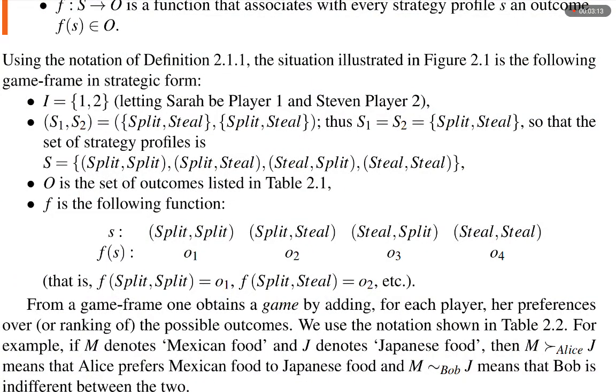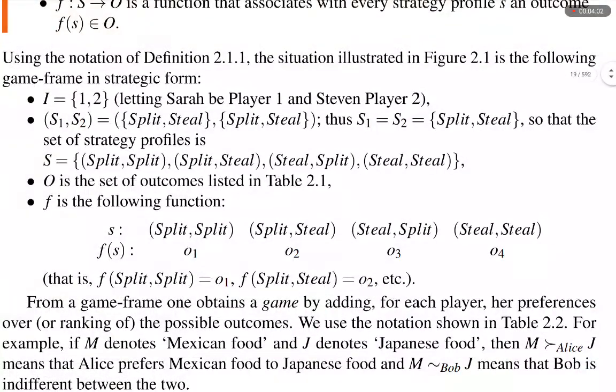Using the notation of definition 2.1.1, the situation illustrated in figure 2.1 is the following game frame in strategic form. First bullet point, I equals the set {1, 2}, letting Sarah be player 1 and Stephen player 2. Second bullet point, (S_1, S_2), where the set is {split, still}, thus S_1 = S_2 = {split, still}, so that the set of strategy profiles is S = {(split, split), (split, still), (still, split), (still, still)}.